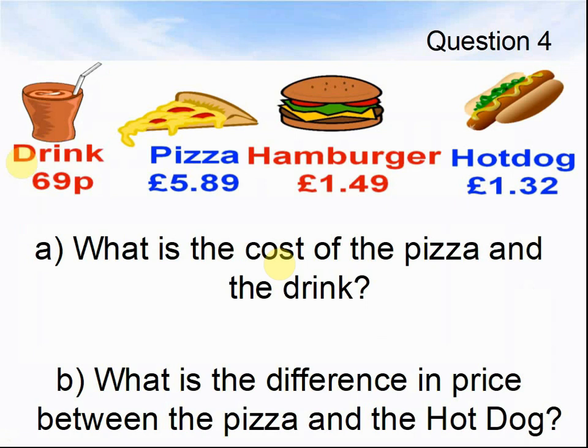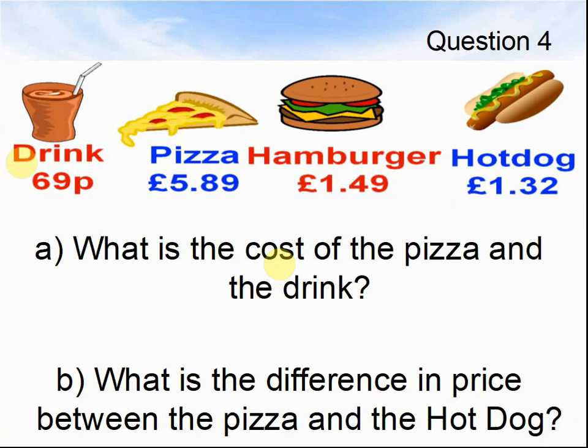I have a choice of a drink for 69p, pizza for £5.89, hamburger for £1.49 and a hot dog for £1.32. What is the cost of the pizza and the drink? What is the difference in price between the pizza and the hot dog? Pause the video and work out the answers. When you're ready, start playing the video again.